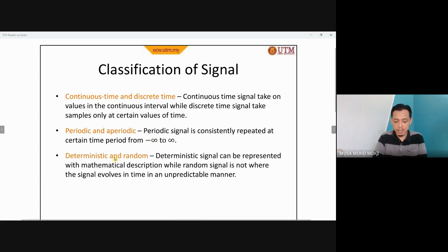And then deterministic and random. We're not going to cover this. If you are really interested in signal processing, you can take another subject, which is advanced DSP. Then you will learn about random signals. The one that you're going to learn is only deterministic signals.